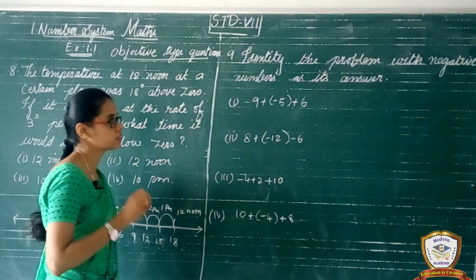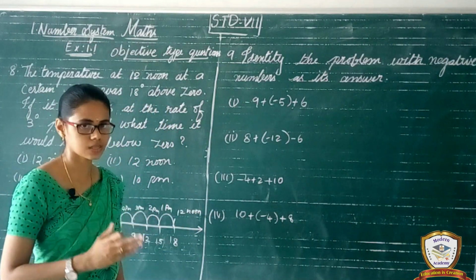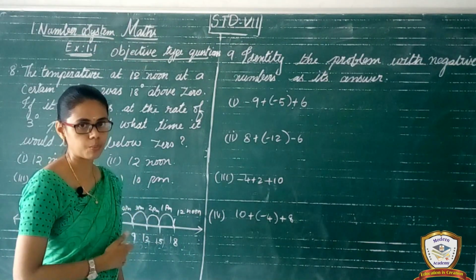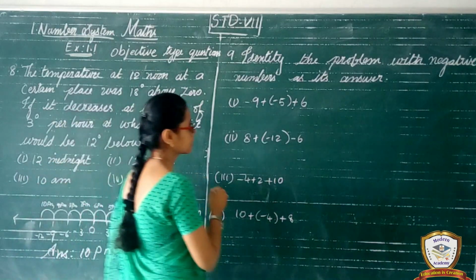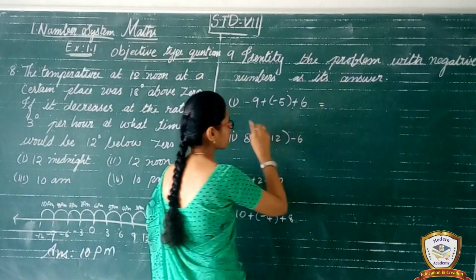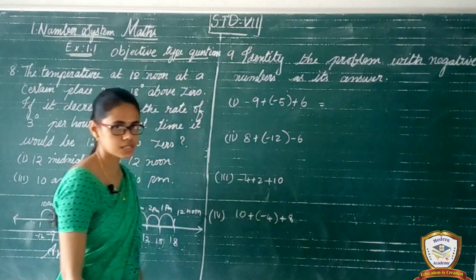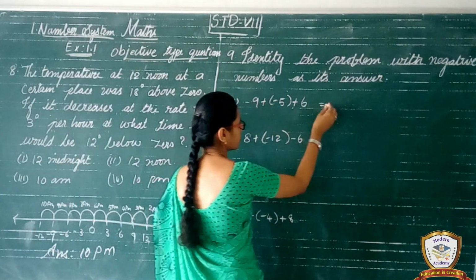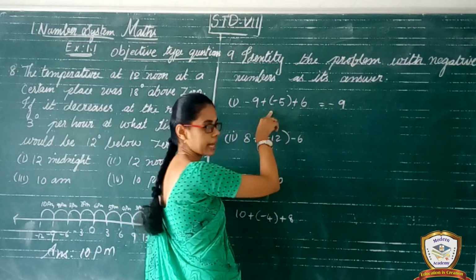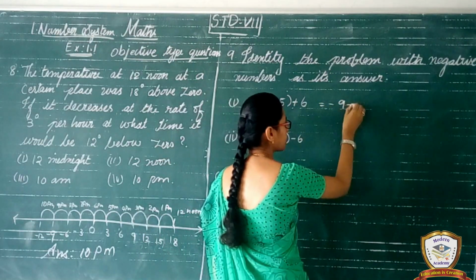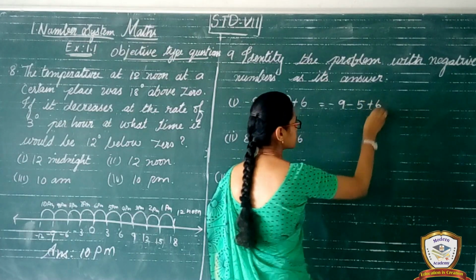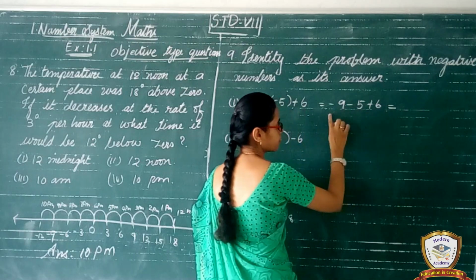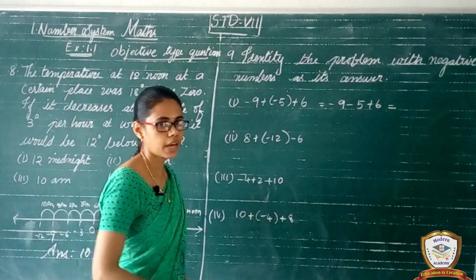Identify the problem with the negative numbers as its answer. So these are the integers, isn't it? So 3 integers we want to add and finally get the answer. So minus 9, we remove the bracket, plus into minus, minus 5 plus 6. Okay, and next, these two integers we want to add or subtract.